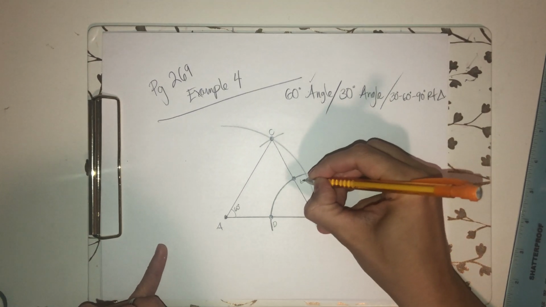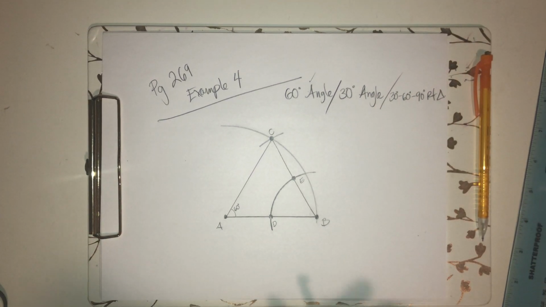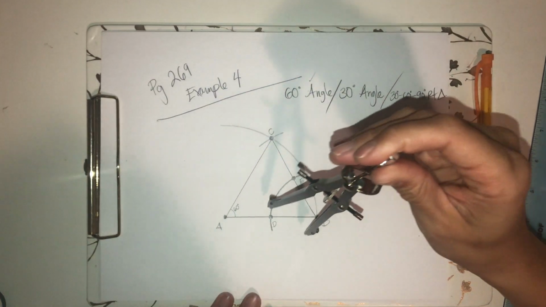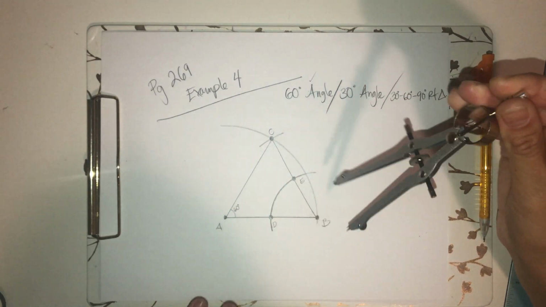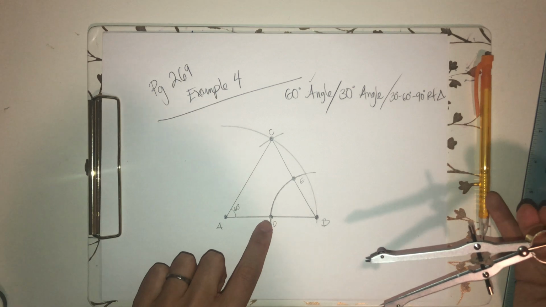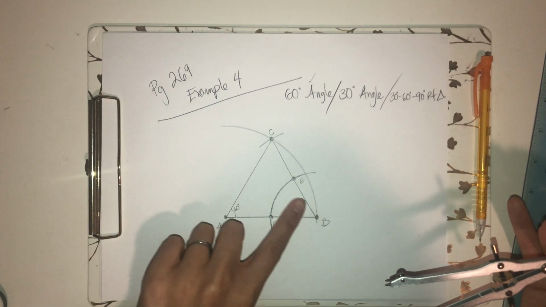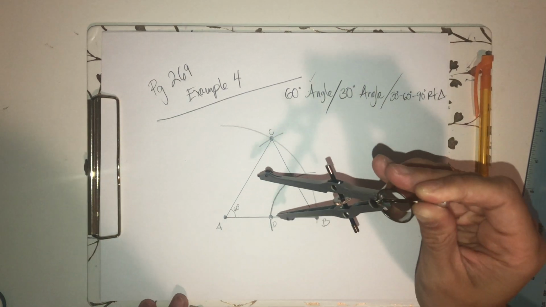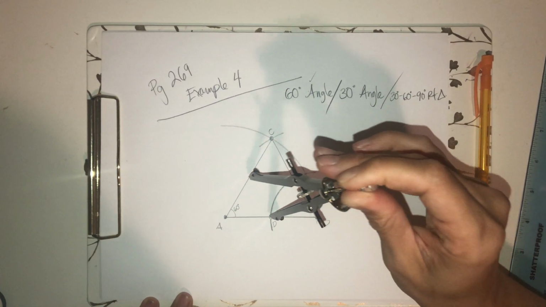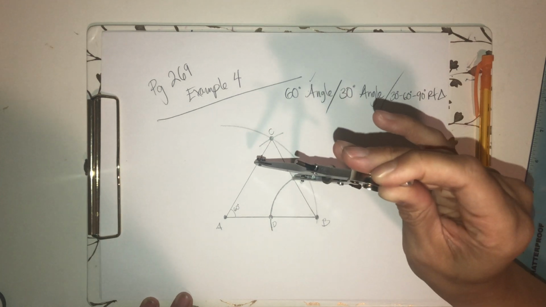We can continue with the letter scheme if we want to, and call these D and E. You want to go ahead and keep this same distance. There's no need to change the distance of your radius at this moment. Just in the interior of angle B, go ahead and draw two more arcs centered at both D and E such that they intersect with one another.